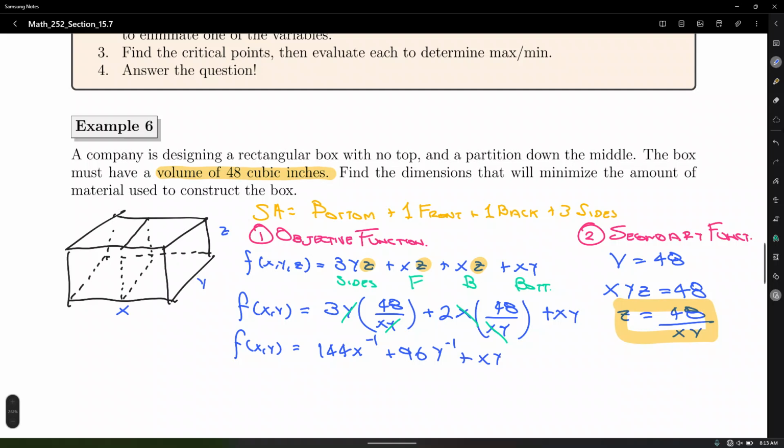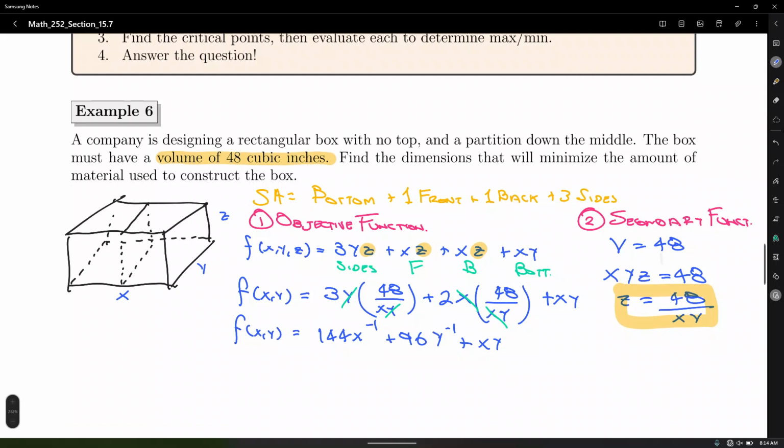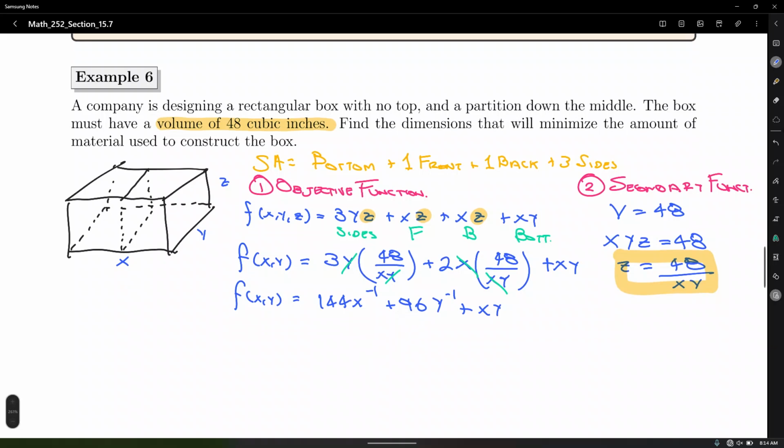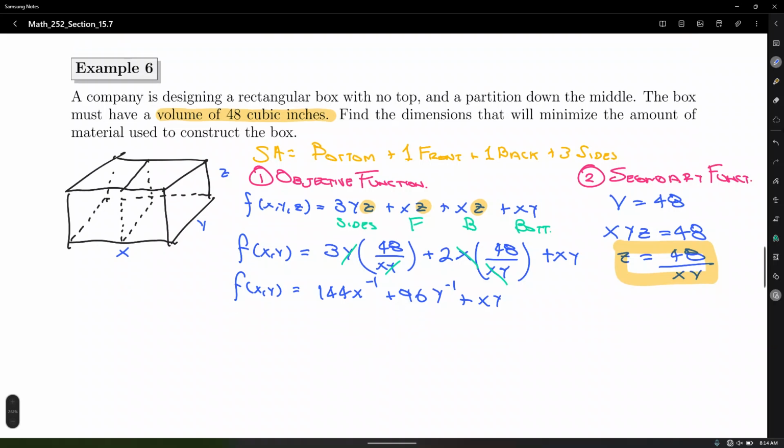All right, let's find the two partial derivatives, set them equal to 0 to solve the system of equations. That will give us the point or points, the critical points. In this case, I think it's going to be only one because it's a geometry problem. I can already tell it's going to be only one. Okay, so partial derivative with respect to x. So negative 144 x to the negative 2, plus y. Because the derivative of x is 1 times the coefficient y, it's just y. So that's the partial with respect to x.